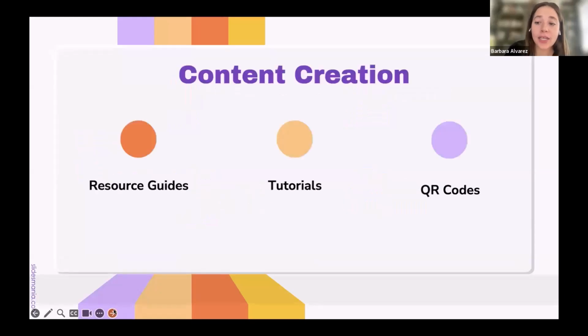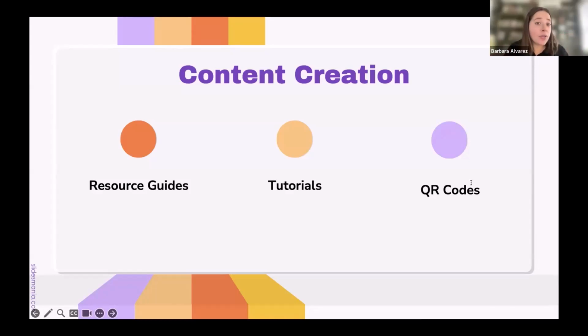Okay, so content creation: resource guides, which it seems like we're talking quite a bit about in the chat, tutorials, and QR codes. There's only so much that we can collect related to physical material. The resource guides we can add to our website, we can print them out, we can activate them through QR codes. With tutorials, I would recommend tutorials not necessarily on sexual and reproductive health topics, unless you partner with a local organization or something like that.